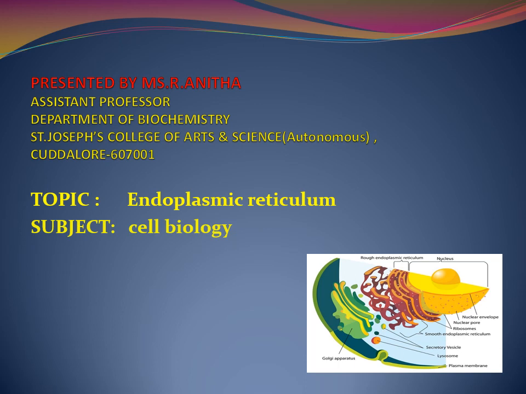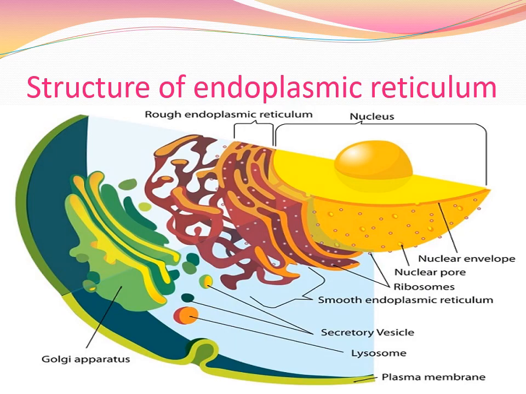So today in this video we are going to see about the topic endoplasmic reticulum. So this is a structure of endoplasmic reticulum, which is a meshwork or network of three components, namely cisternae, vesicles and tubules.